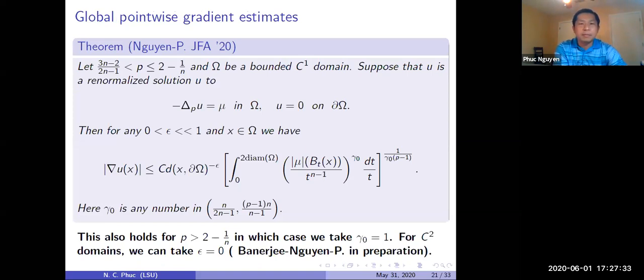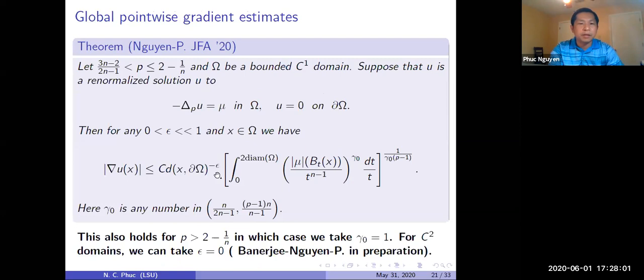We also obtain a similar result up to the boundary. Okay, so if your domain is a C1 domain, and if U is a renormalized solution to this problem with 0 boundary condition, then you can control the derivative pointwise up to the boundary with the same kind of potential, and then you integrate from 0 to 2 times the diameter of your domain.